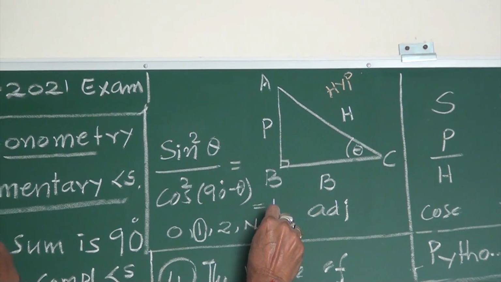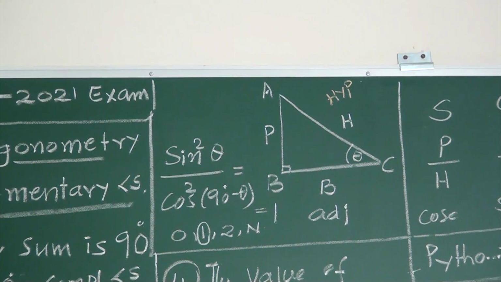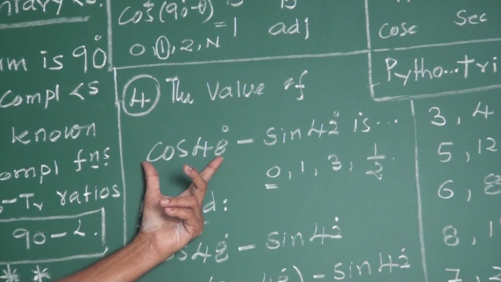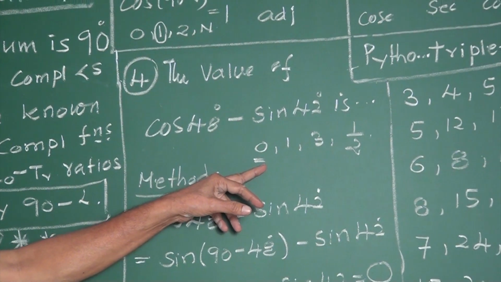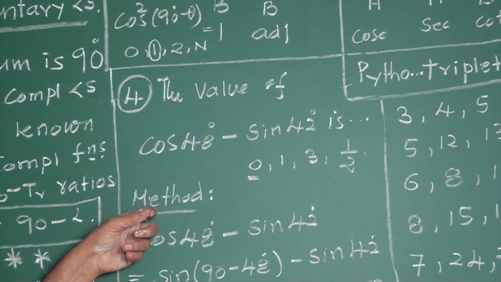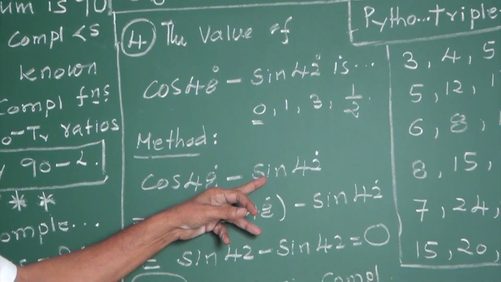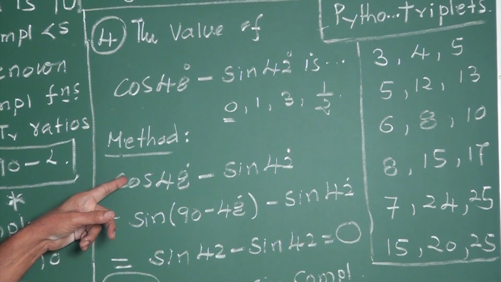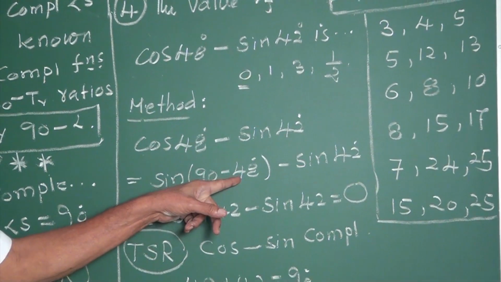Why? Ratio is 1. Then in the next example, I have considered the difference. The value of cos 48 minus sin 42 is dash. These are the options. First, I give the method as we have done, the regular textbook method. Cos 48 minus sin 42. Change any one. I have changed from cos to sin. If you change from cos to sin, replace the angle by 90 minus the angle.